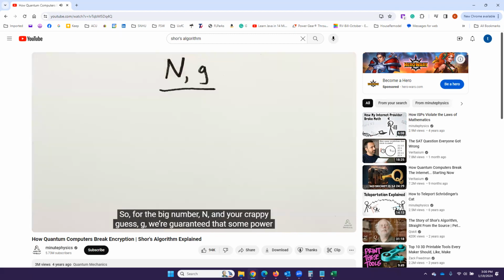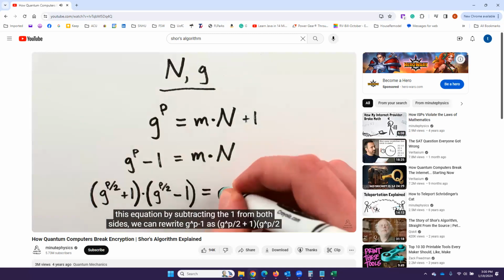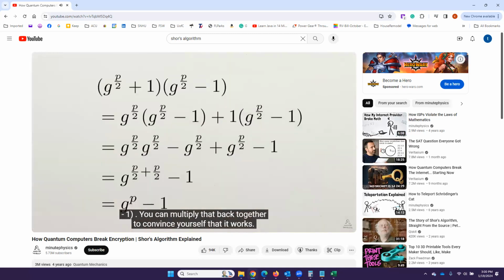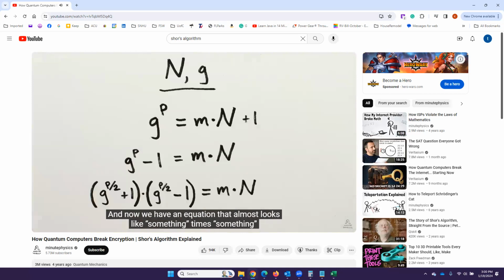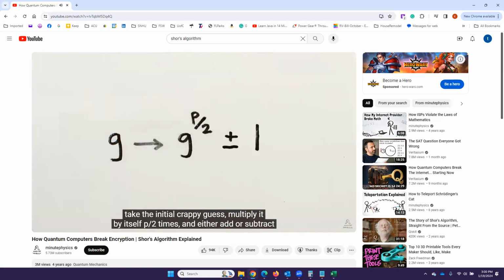So, for the big number n, and your crappy guess, g, we're guaranteed that some power of g is equal to some multiple of n plus 1. And here's the clever part. If we rearrange this equation by subtracting the 1 from both sides, we can rewrite g to the p minus 1 as g to the p over 2 plus 1 times g to the p over 2 minus 1. You can multiply that back together to convince yourself that it works. And now we have an equation that almost looks like something times something is equal to n, which is exactly what we're trying to find. Factors of n. These two terms are precisely the new and improved guesses that Shor's algorithm prescribes. Take the initial crappy guess, multiply it by itself p over 2 times, and either add or subtract 1.